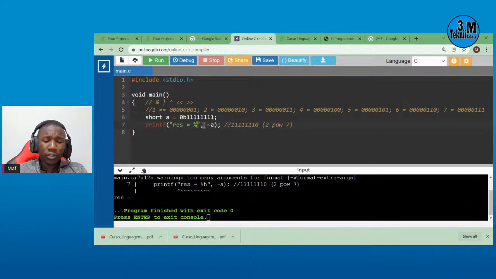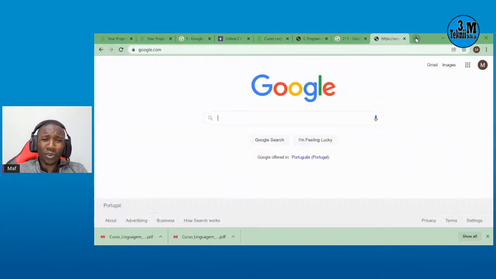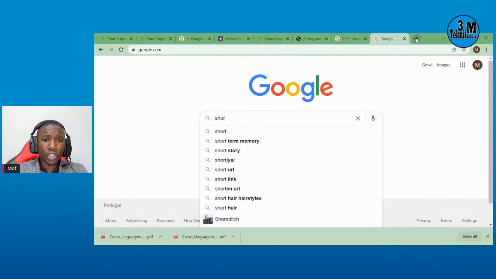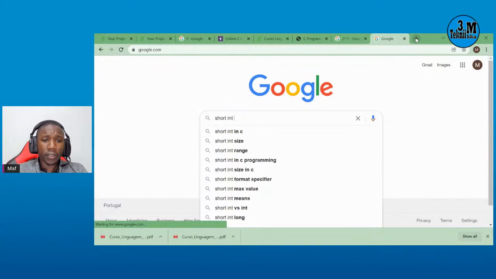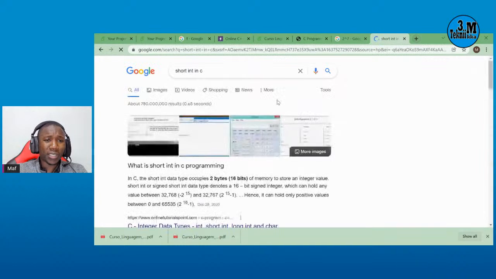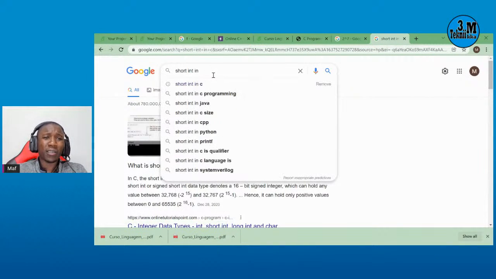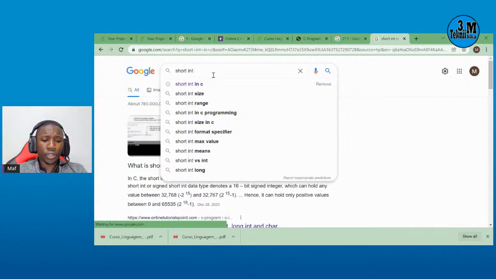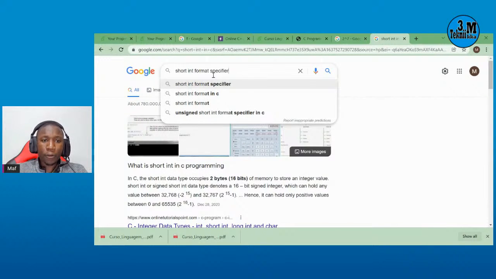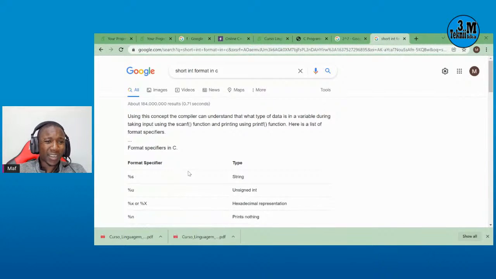Short int, which we saw in the last lesson. I don't remember the short int printf format in C. This is the format... no, not this one. I don't want this. I want the C types.